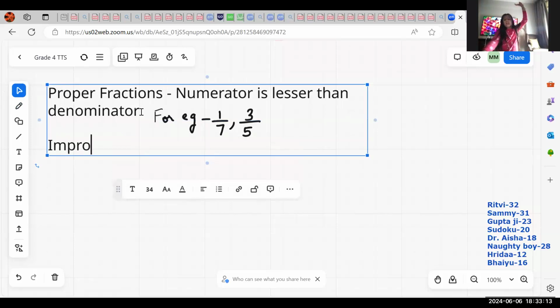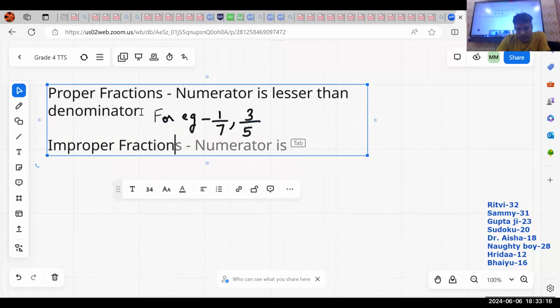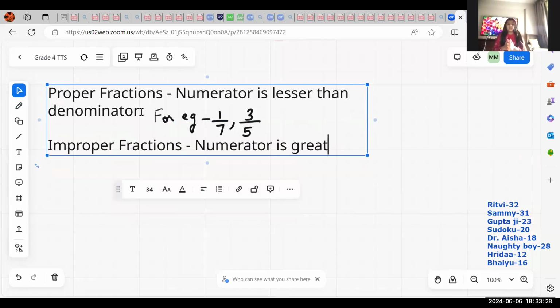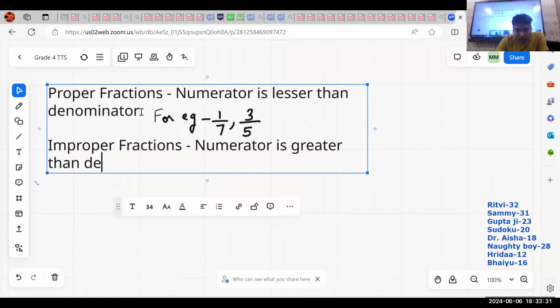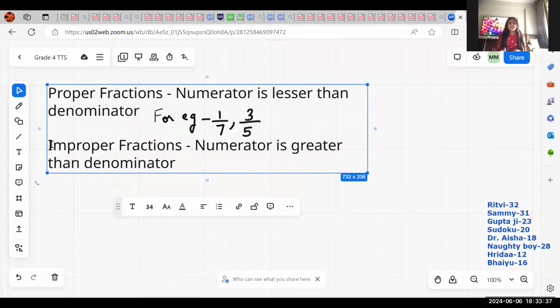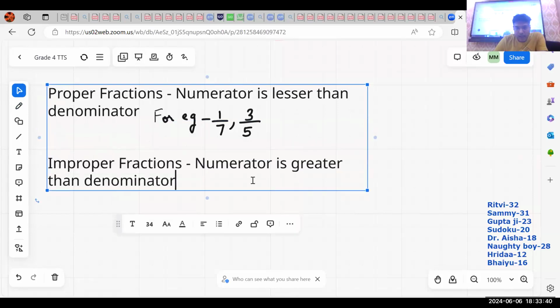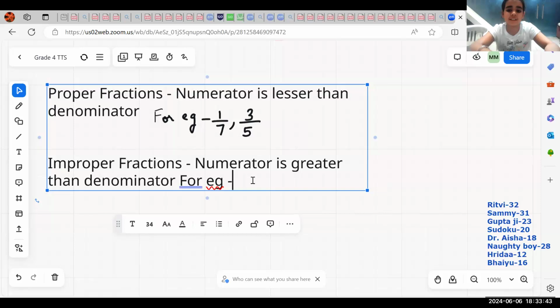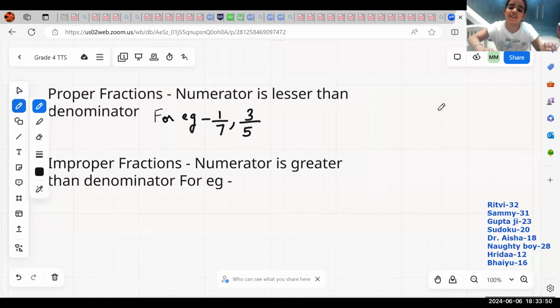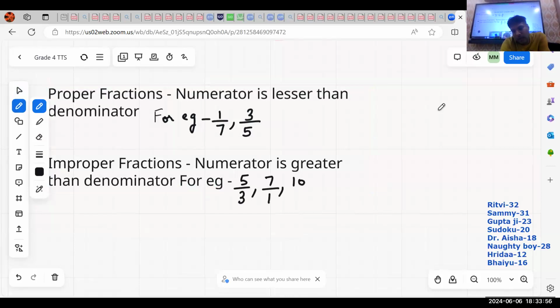So next, who wants to give the answer for improper fractions? Yes. Improper fractions are fractions when the numerator is greater than the denominator. For example, 5/3, 7/1, 15/3, 10/7.